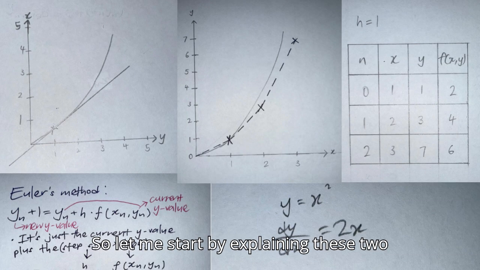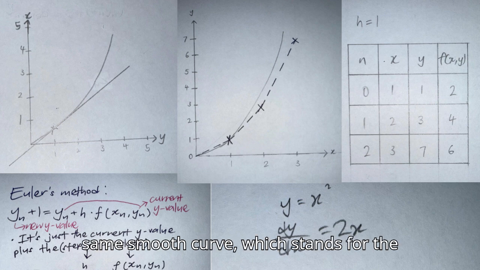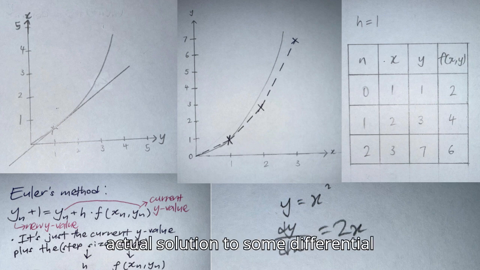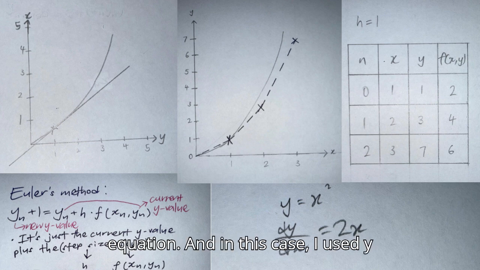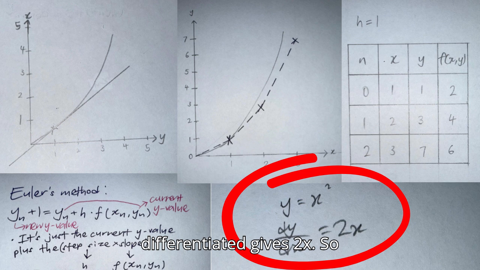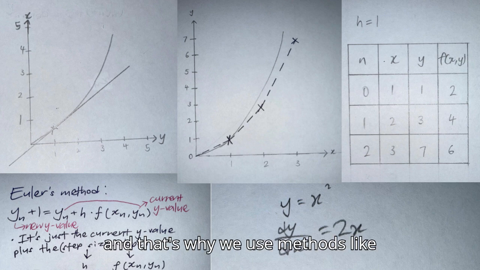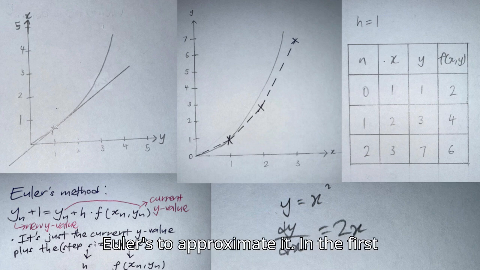So let me start by explaining these two graphs that I drew. They both show the same smooth curve, which stands for the actual solution to some differential equation. And in this case, I used y equals x squared, which when differentiated gives 2x. We usually don't know this exact curve, and that's why we use methods like Euler's to approximate it.